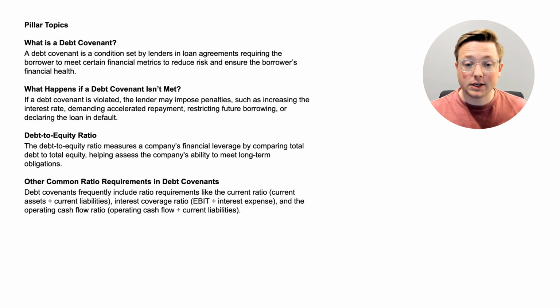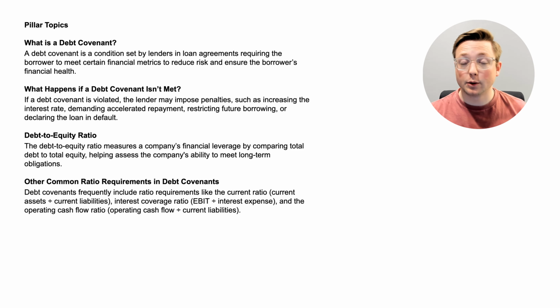Now, what happens if a debt covenant isn't met? We talked about this in question 5. If a debt covenant is violated, the lender may impose penalties such as increasing the interest rate, demanding accelerated payment, restricting future borrowing, or declaring the loan in default. So a whole bunch of different things can happen if you default on the debt covenant for a loan. So it's a bad thing that you don't want to happen. So that's why we learn how to calculate this so that companies can avoid this.